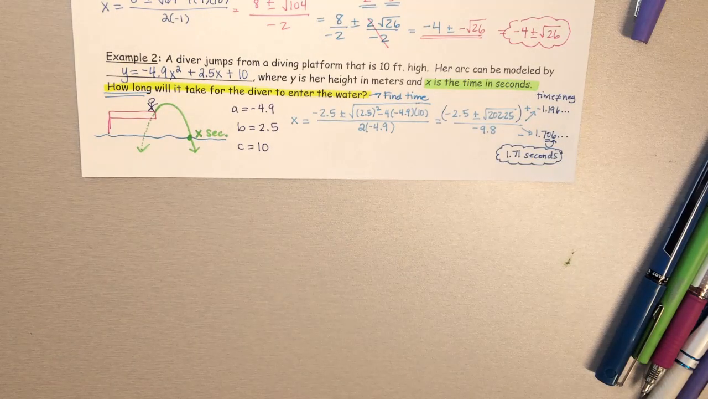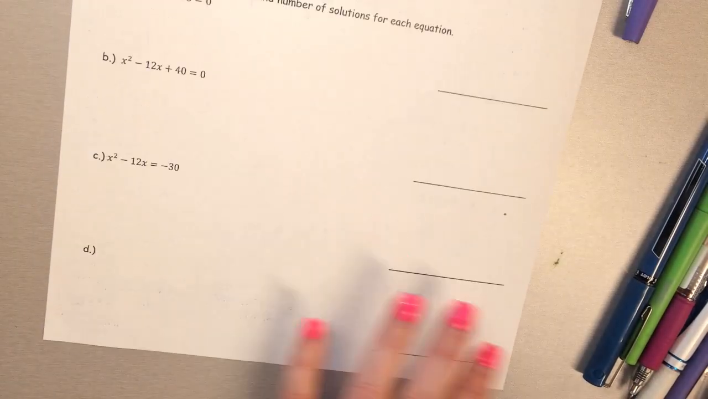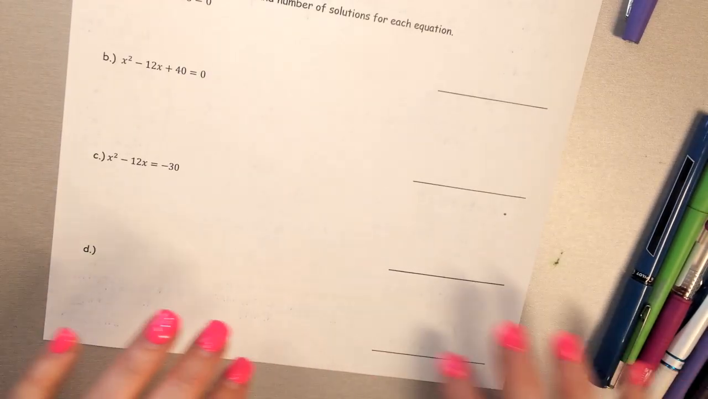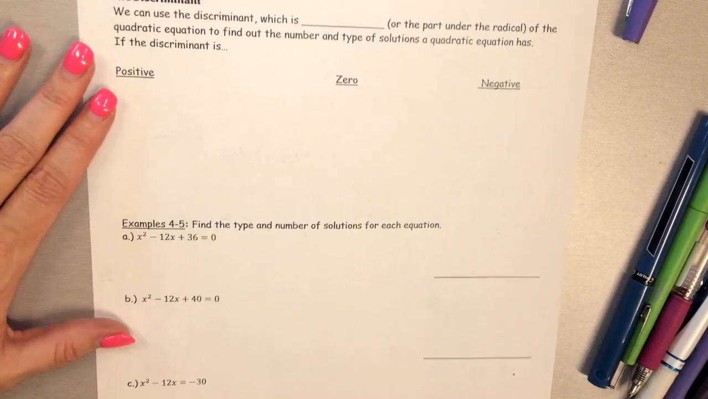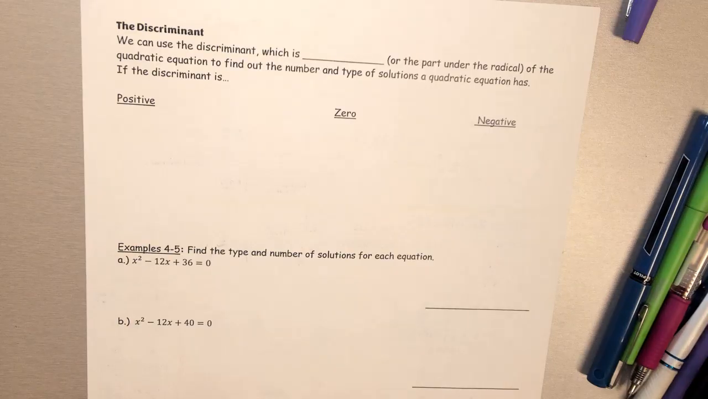Okay, so make sure you're practicing putting that in your calculator to make sure you know how to use the proper symbols. Okay, some calculators are picky about the negative versus the minus sign, so we want to make sure we're comfortable with that. Okay, the other thing we're going to talk about today is called the discriminant.